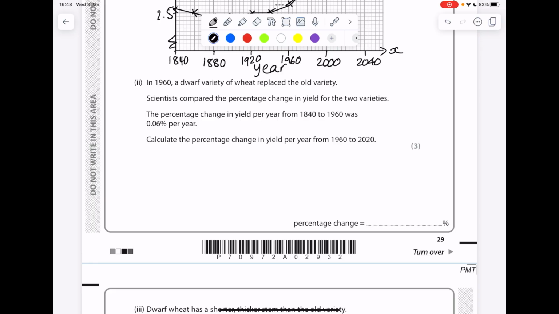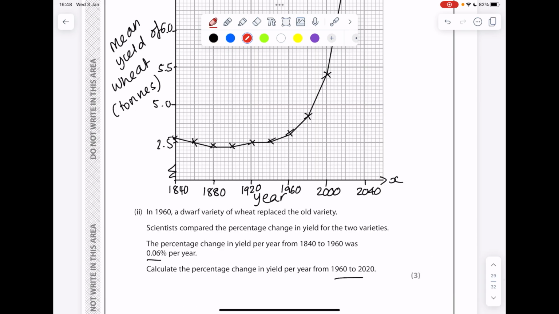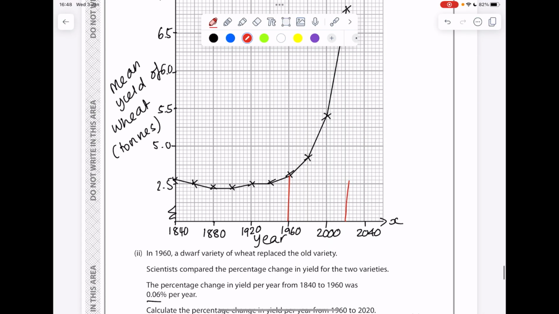In 1960, a dwarf variety replaced the old variety. Scientists compared the percentage yield in the two varieties. The percentage change in yield from 1840 to 1960 was just 0.06%. Calculate the percentage change in yield from 1960 to 2020. So use the graph. Let's read up 1960 to 2020 and then read off the y-axis to find these mean yields of wheat in tonnes.